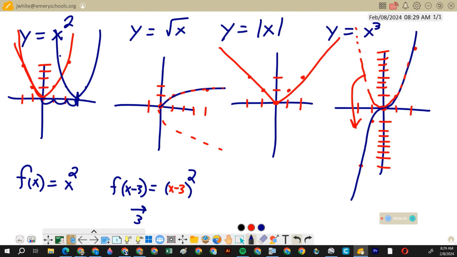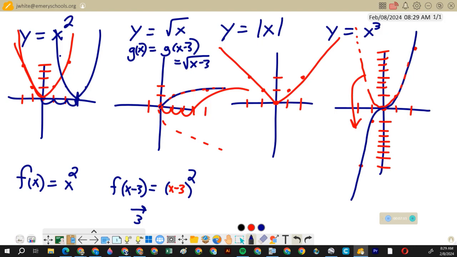Okay? If this graph was g of x, and I said, what is g of x minus 3? That would just be the square root of x minus 3, and that's going to shift the graph over 3, and it would look like that. So anything on the inside affects the x-axis.